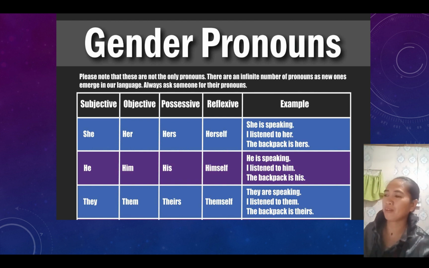Okay? These are the subjective gender pronouns: she, he, and they. For example, she is speaking. For example, he is speaking, because we are talking about a boy here, and she, we are talking about a girl here. And they are speaking. We are talking about more than two people here.